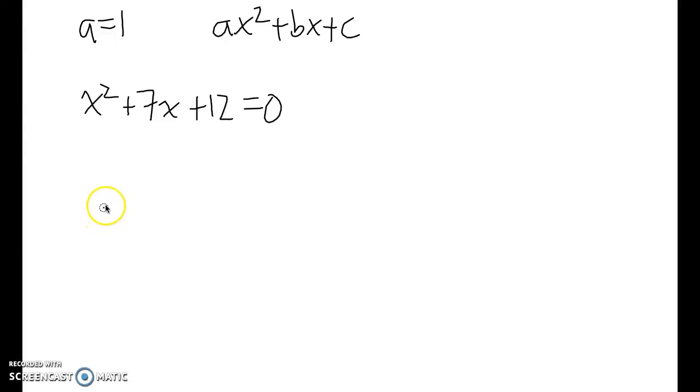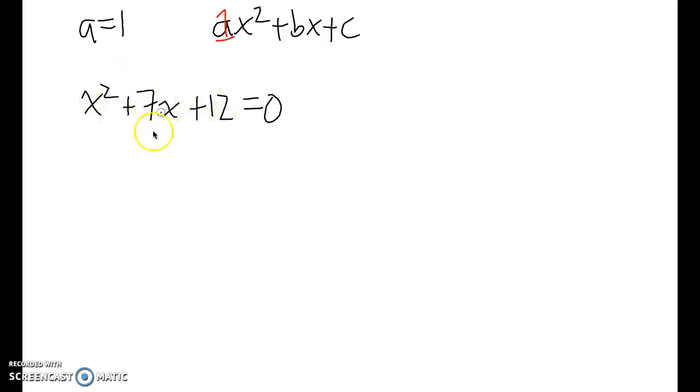So here we're looking at solving quadratic equations in standard form when a equals 1. So in other words, when this term here is just a 1. Here's an example below. We have x squared plus 7x plus 12, and what we want to do is try to write this in factored form.